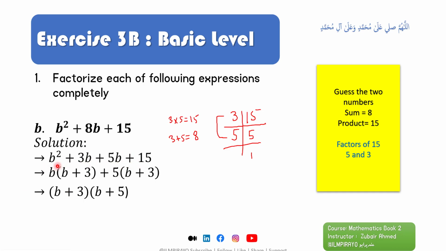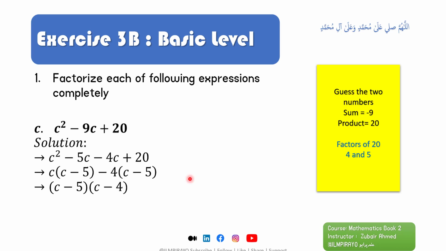Now we have 3b over here and 5b over here. The common factor between b squared plus 3b is b. So we get b plus 3, and the common factor between 5b plus 15 is 5. We get b plus 3. Now b plus 3 is common and b plus 5 is common. So we have the factors.